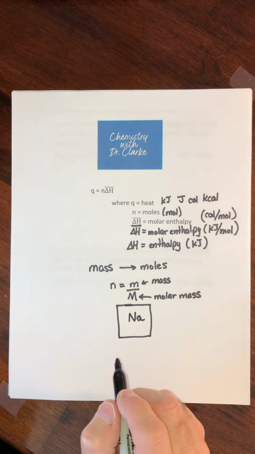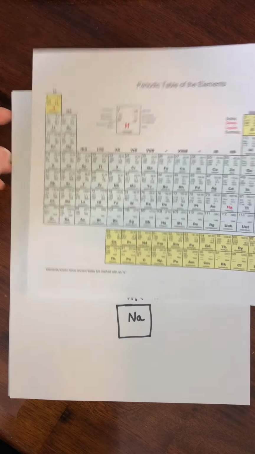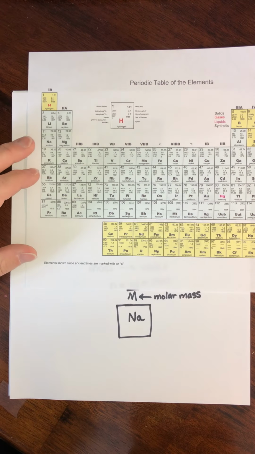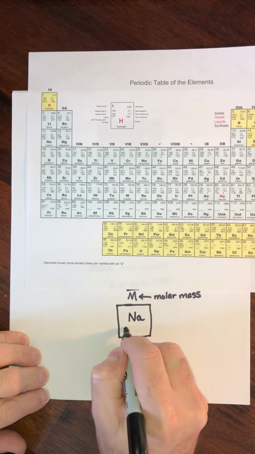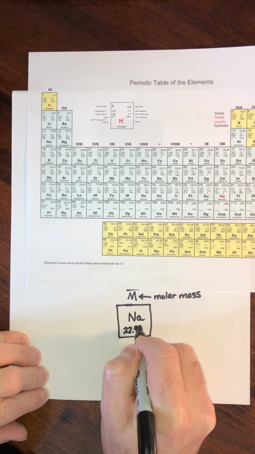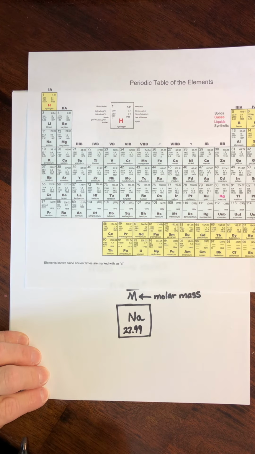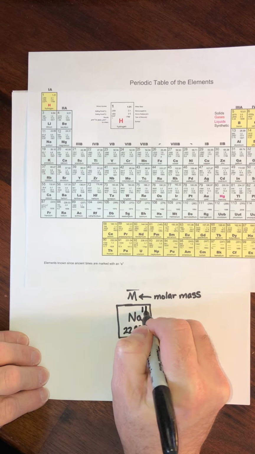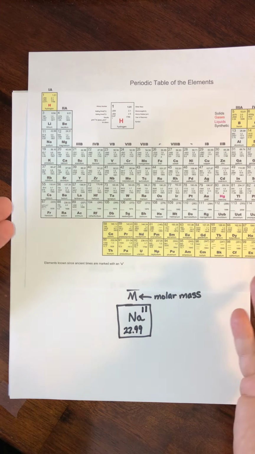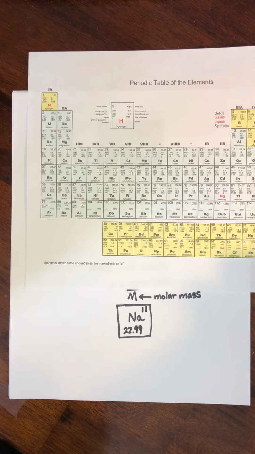What is the molar mass of sodium? Let me pull out my periodic table and take a little look. Sodium has a molar mass of 22.99. That's its molar mass. It has an atomic number of 11. And my periodic table does show you a lot of other pieces of information.